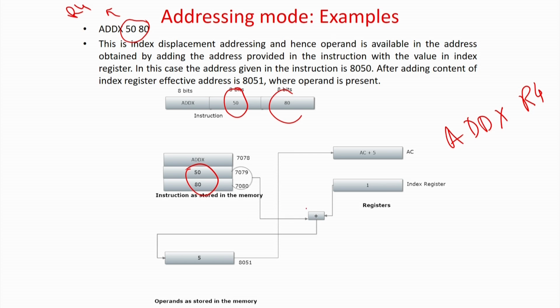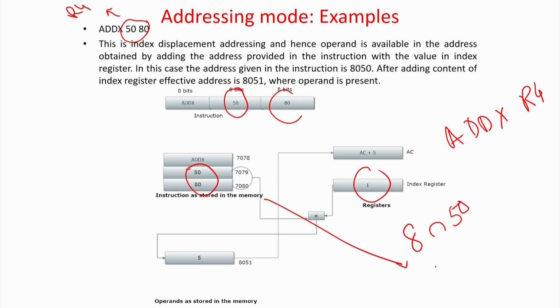So, this one will generate the address location of 8050, which is in the instruction, and the instruction is add x R4 8050, and R4, assuming that the content is 1, which is shown over here. So, you are adding it, so it will become 8051, the content of 8051 is 5. So, you will add it with the accumulator to get the value. It is a simple displacement addressing which I have told you.